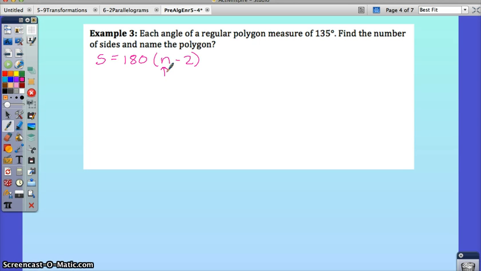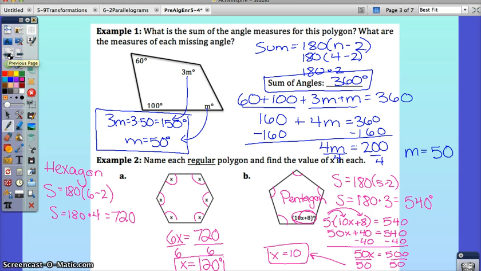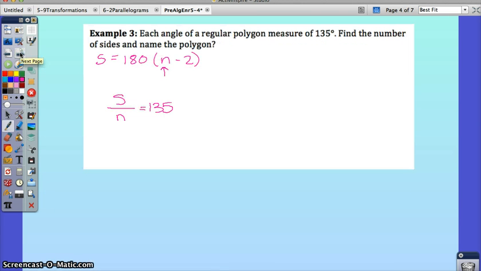But we do know that once we have that sum, and we divide it by the number of angles, and the number of angles is going to be the number of sides, right? We end up getting 135. Let's try and guess and check on this one here. Use what you have though in example 2. When we had a hexagon, each angle was 120 degrees. And this angle here is 135, so is it going to be more or less than a hexagon? Probably more. Let's try a heptagon or an octagon.